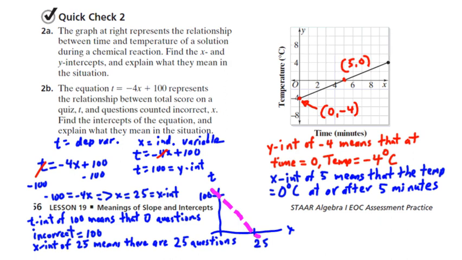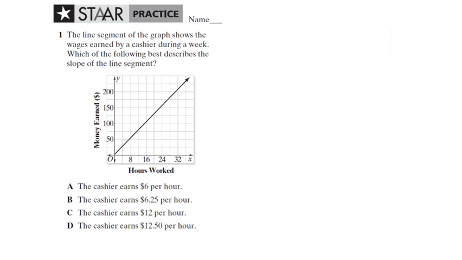Okay? All right, next, the assessment here. For these problems, just pause the video, work out the problem, then turn the video back on and see if you got it right. Okay. The line segment of the graph below shows the wages earned by a cashier. Which of the following best describes the slope of the line segment? Well, we can just find 2 points there, I hope.